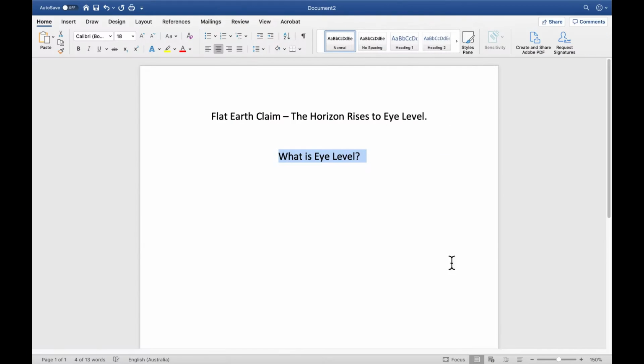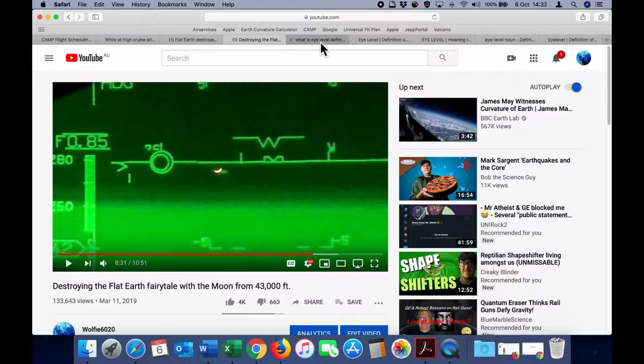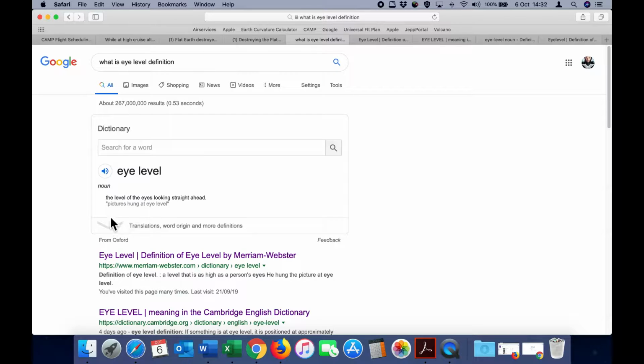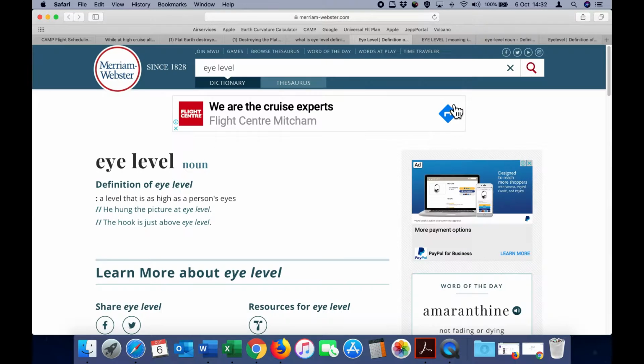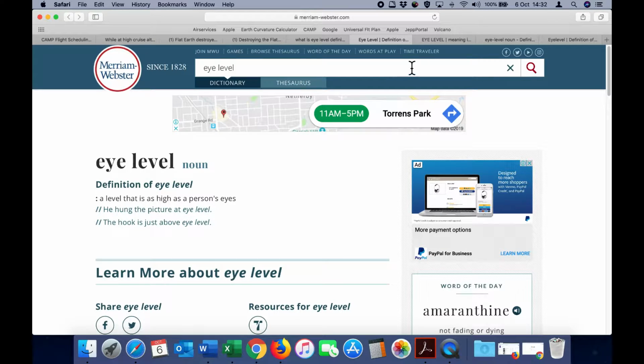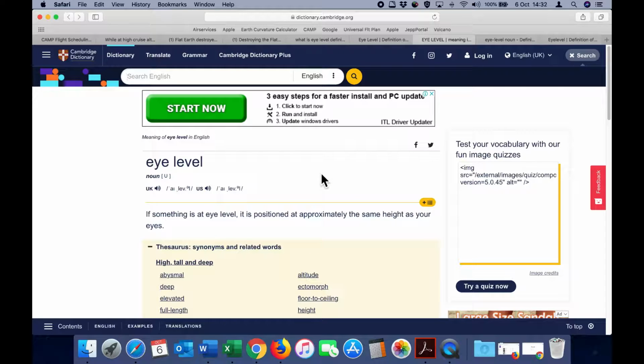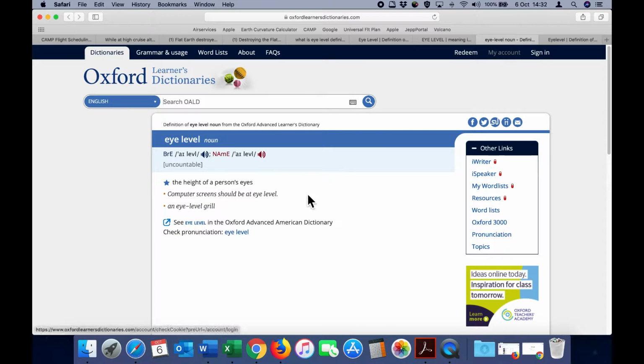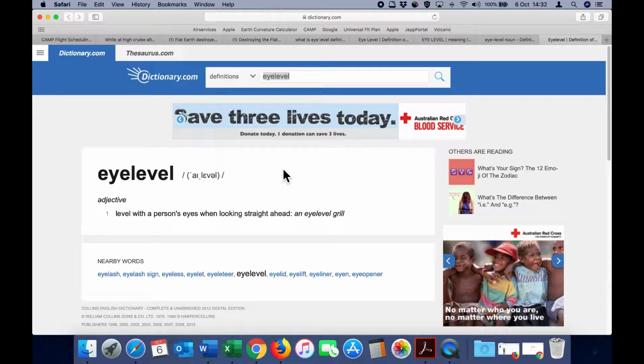Let's take a look at what eye level means. Remember, the flat Earth claim is that the horizon rises to eye level. So what is eye level? We can look it up in several online dictionaries. Eye level, the level of the eyes looking straight ahead. Definition of eye level, a level that is as high as a person's eyes. If something is at eye level, it is positioned at approximately the same height as your eyes. The height of a person's eyes. Eye level, level with a person's eyes when looking straight ahead.